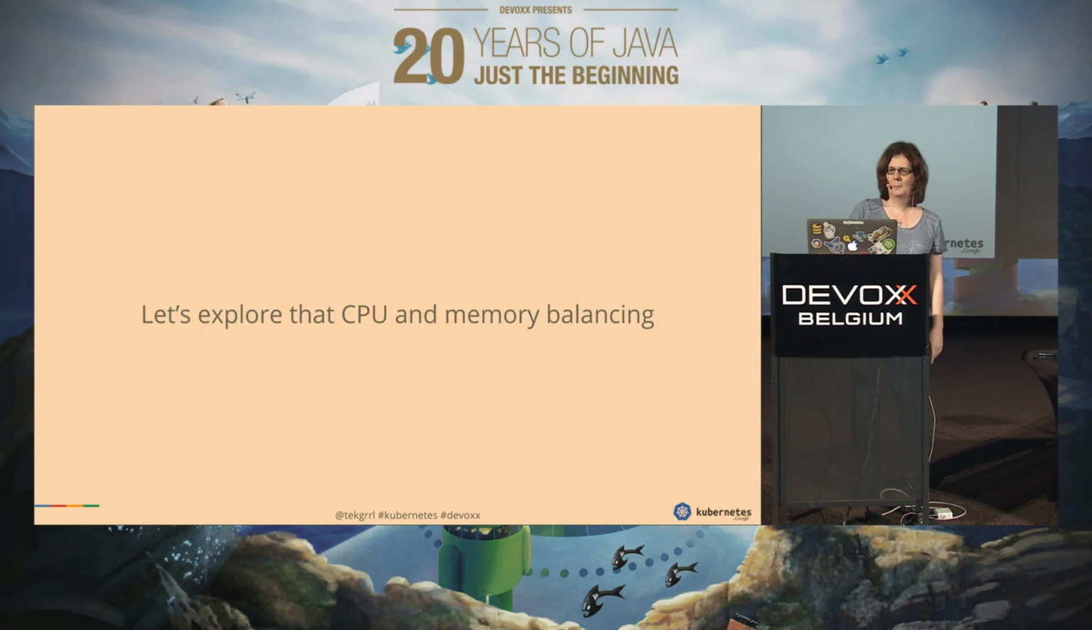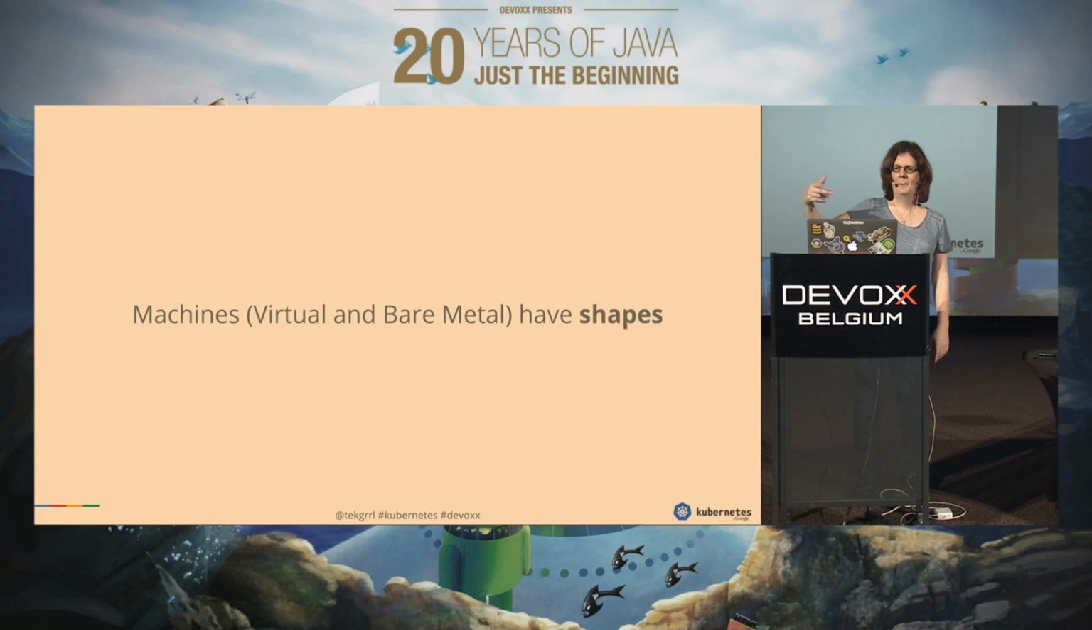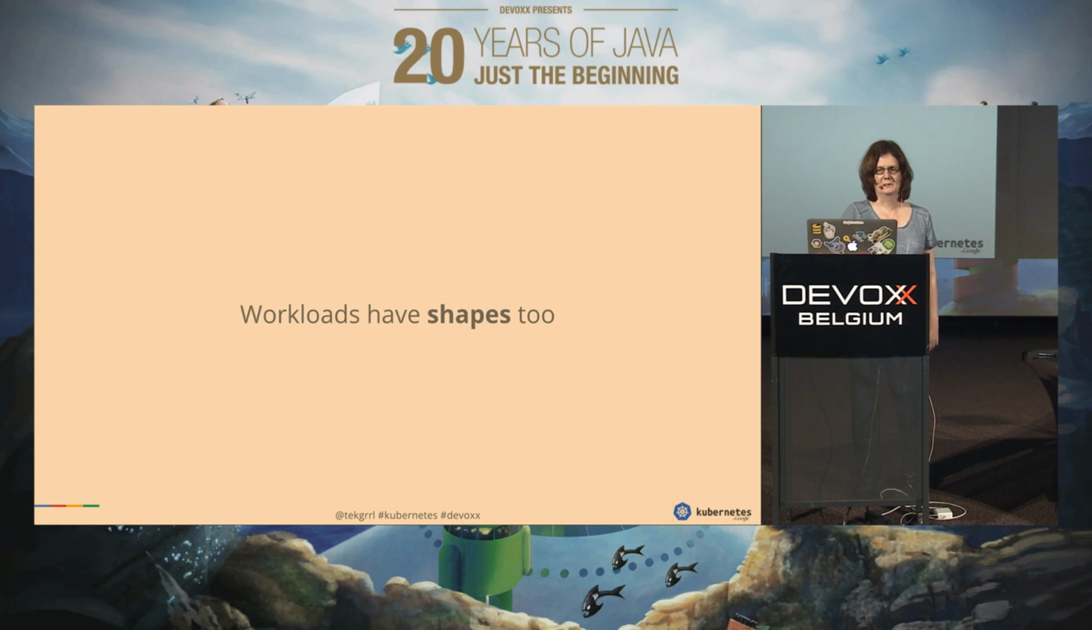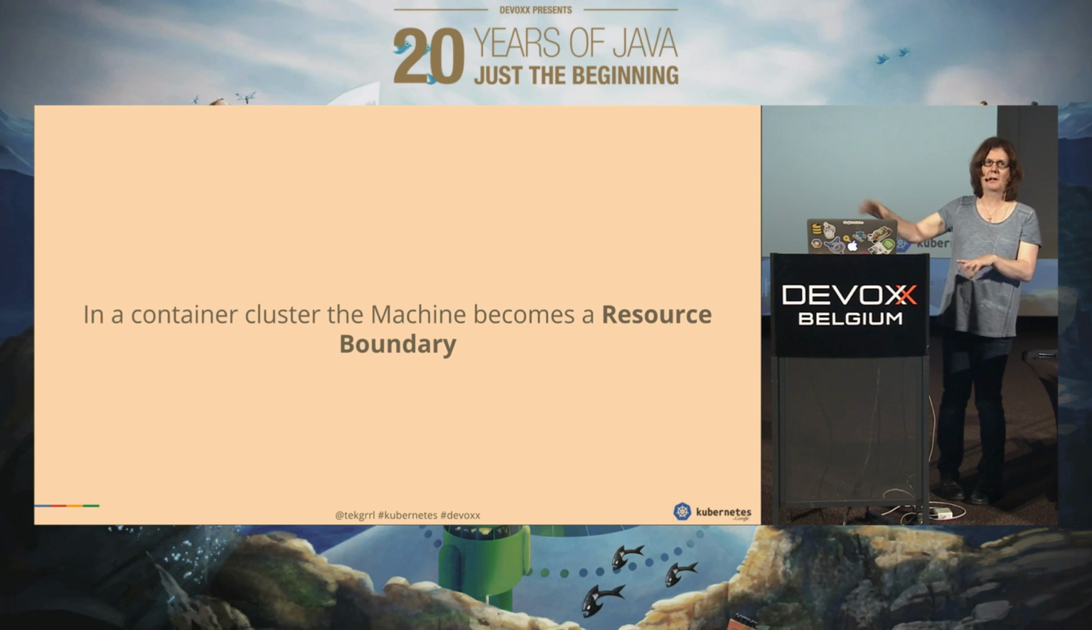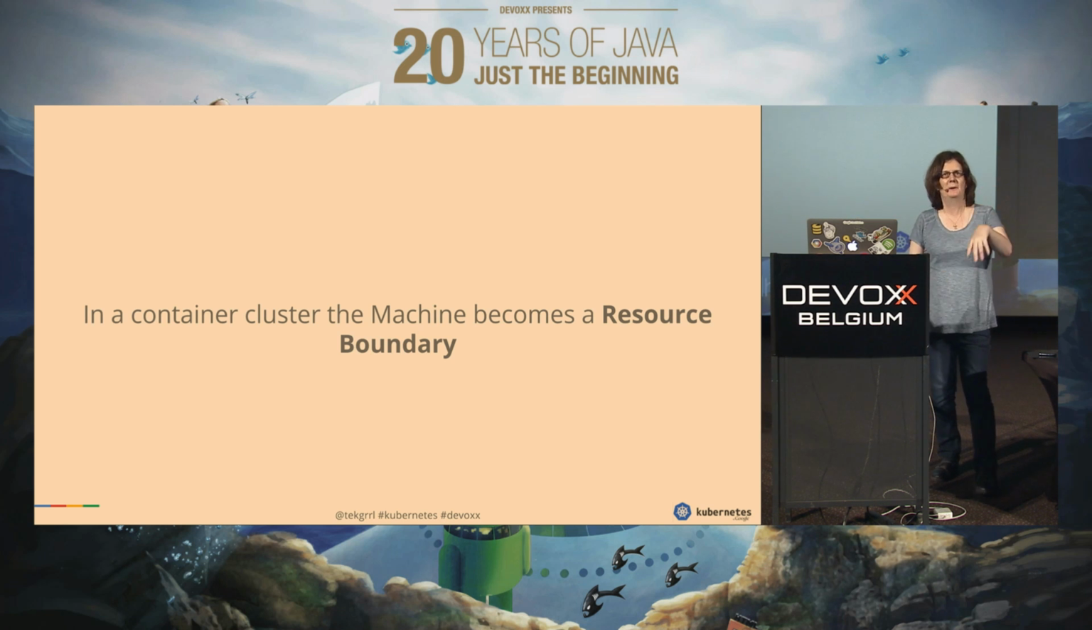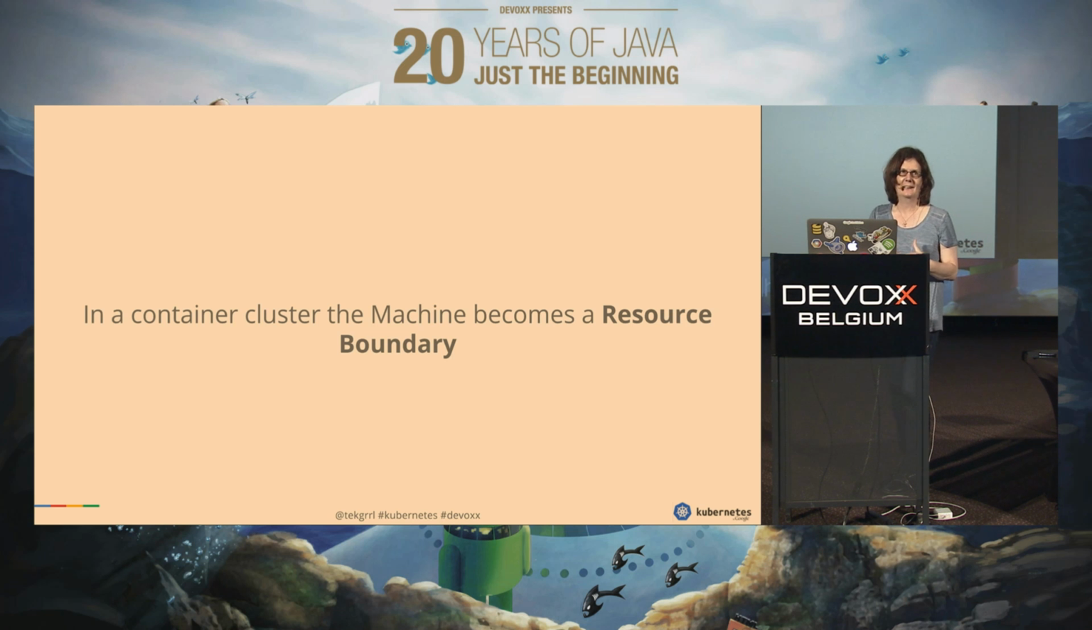So let's explore CPU and memory balancing. Machines, in my opinion, have shapes, both virtual and bare metal. And workloads have shapes too, which is interesting. So in a container cluster, effectively, these virtual machines, which will eventually go away, I'm looking forward to the day when the virtual machine goes away. At the moment, it's really just a resource boundary. It has a certain amount of CPU and a certain amount of memory. You can't really run anything bigger on it than that memory or that CPU, although we can overcommit quite dramatically if need be. We won't talk about that today. But generally, the machine has really just become a resource boundary.